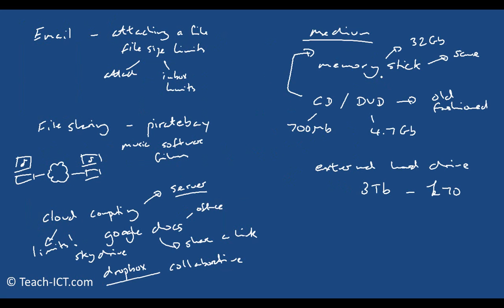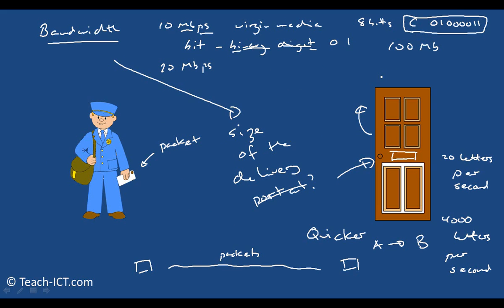If you're going to move documents from A to B, you can do it via the internet using email, file sharing, or cloud computing with things like Dropbox. If you want to do it physically, you could use memory sticks, CDs, external hard drives. And the key thing is that we've got the issue of bandwidth, and bandwidth is the concept of the size of the portal and the size of the delivery system. And the bigger the bandwidth, the quicker things will download.